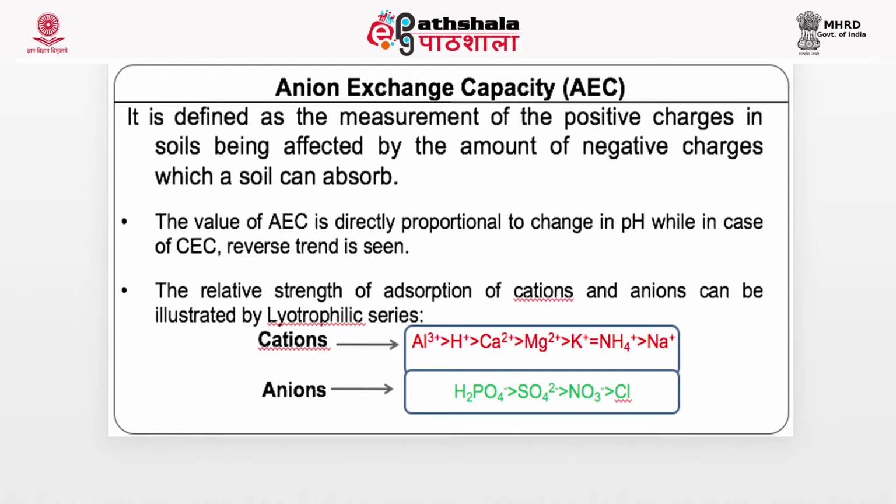The value of AEC is directly proportional to change in pH, while in case of cation exchange capacity, the reverse trend is seen. The relative strength of adsorption of cations and anions can be illustrated by the lyotropic series, which is shown here. For cations, this capacity is maximum for aluminium, then hydrogen ion, calcium, magnesium, potassium, ammonium and sodium ion. But for anions, it is maximum for dihydrogen phosphate, sulfate, nitrate and then chloride.